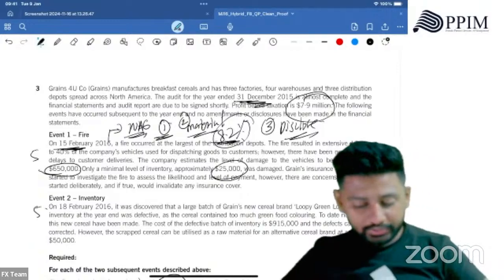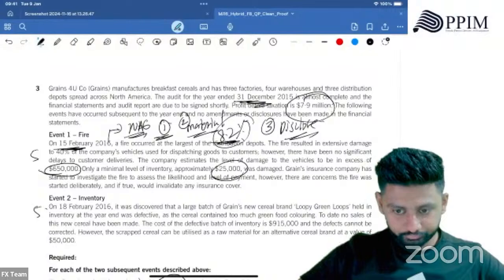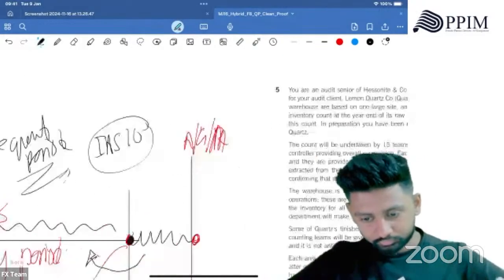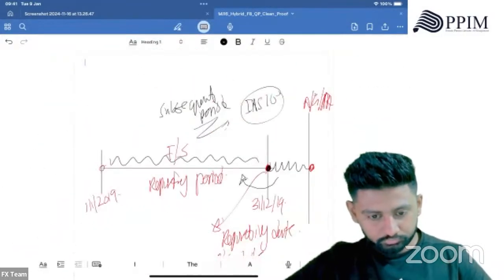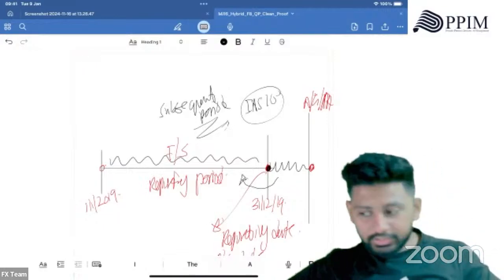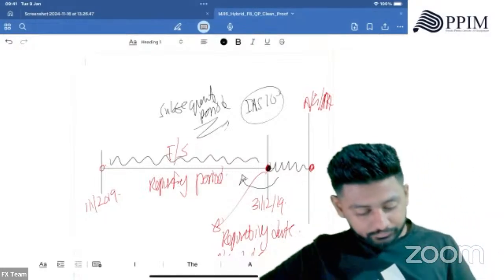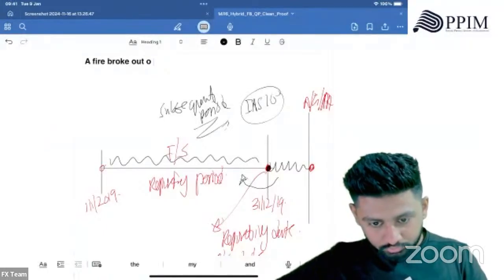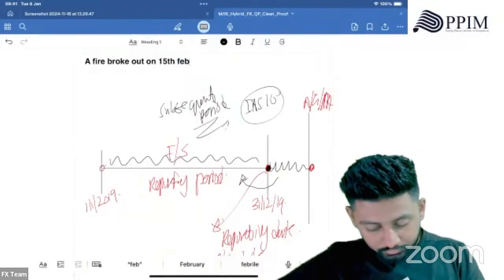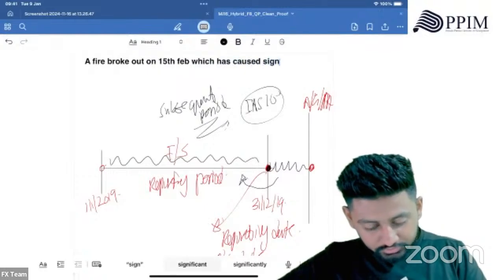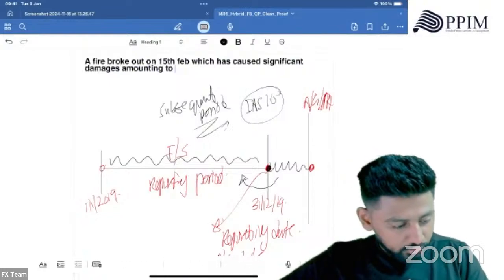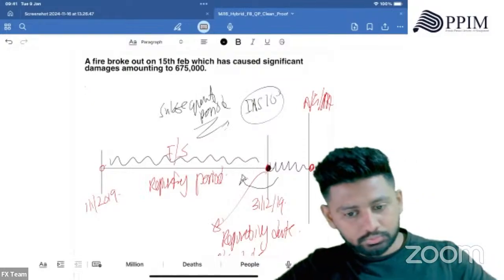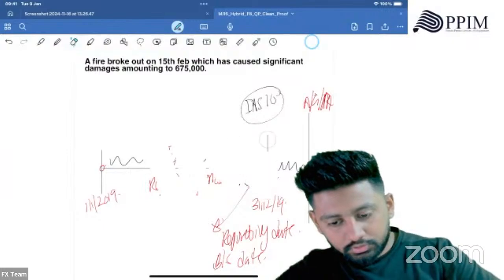Okay. Let me show you how to get marks in the exam, right? In the exam, how you would respond to something like this is, you're going to say, a fire broke out on 15th February, which has caused significant damages amounting to 675,000.